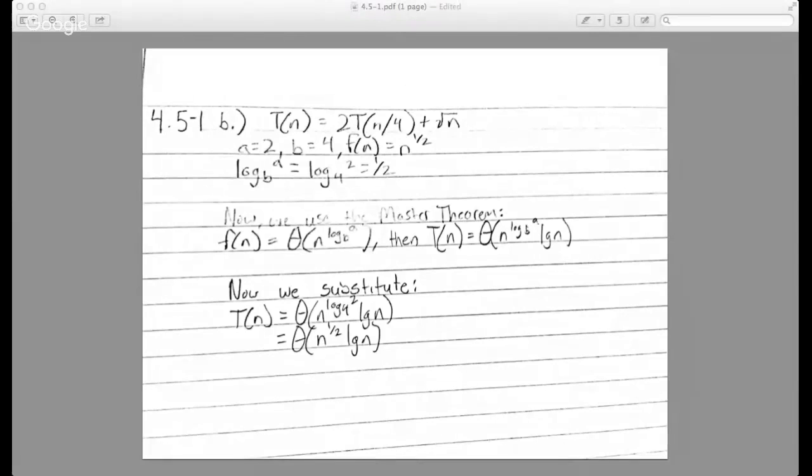All right. So now we're going to work on 4.51 B. So this one we have T of n equals 2T of n over 4 plus n.